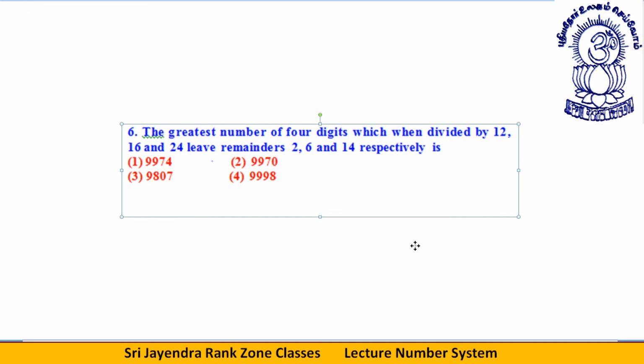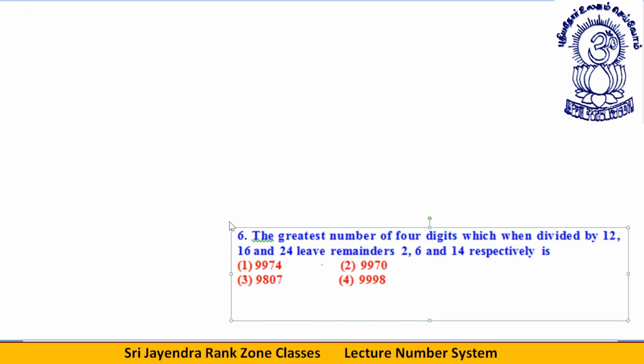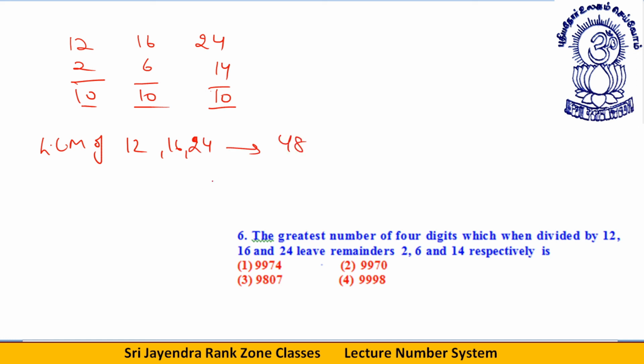It is similar to the previous question only. The greatest number of 4 digits which when divided by 12, 16, 24 leaves remainder 2, 6, 14. Let's check this. 2, 6, 14. So in this case we have a negative remainder of 10. Now LCM of 12, 16, 24 is very easily 48. Okay.